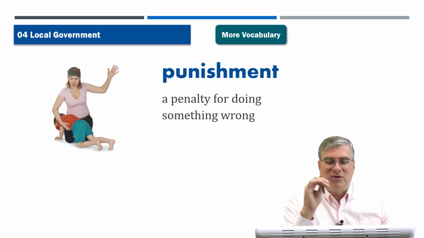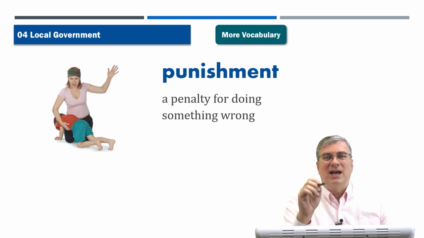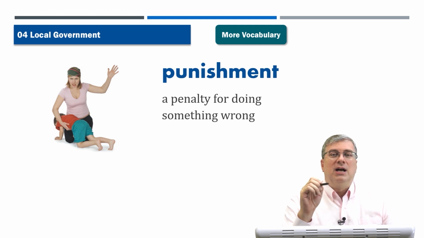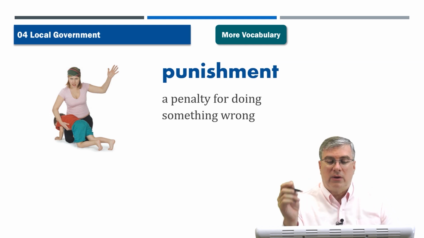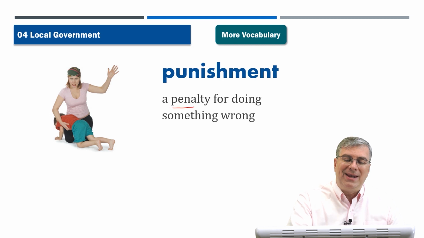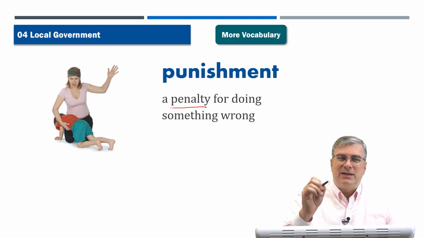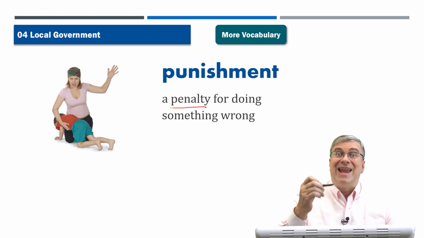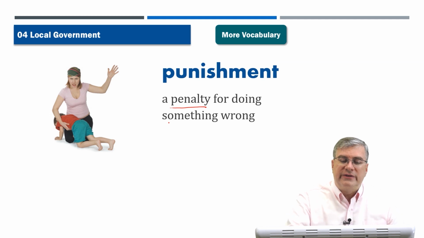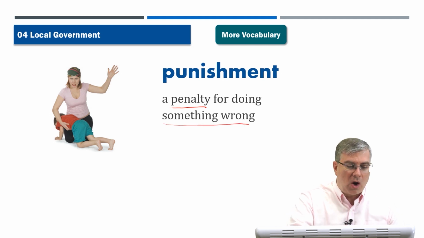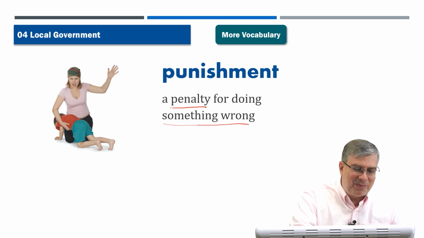Remember, I just talked about judge, and the judge really decides what punishment should be made for someone who breaks the law. A punishment is a penalty. Penalty is a consequence, a negative consequence for doing something wrong. If you do something wrong, your mom might spank you.